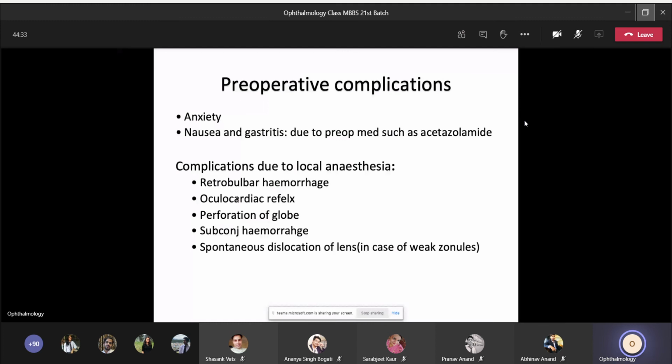Sometimes if we don't go to the proper depth with the needle, we may perforate the globe, that is, the eyeball. Sometimes there may be trauma to the conjunctiva leading to conjunctival hemorrhage. If the zonules are very weak and we are giving lots of pressure after anesthesia, there might be spontaneous dislocation of the lens.